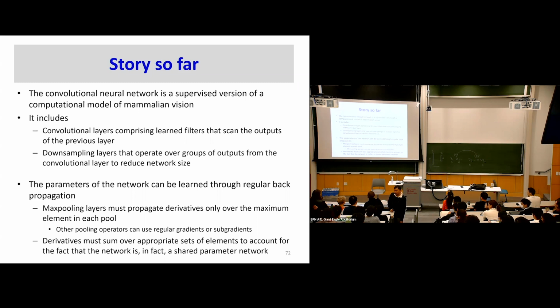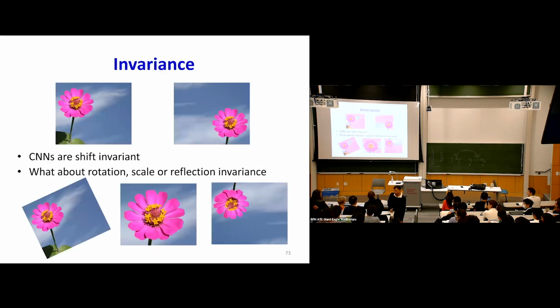Questions? Yes. For CNN, the model is only effective for translation. How can we achieve many other transform invariances? Okay. So CNNs are position invariant. They are shift invariant, right? What about rotation, scale, or reflection invariance? How would we deal with it? Does anybody want to take a guess? How did I deal with position invariance when I was doing CNNs?